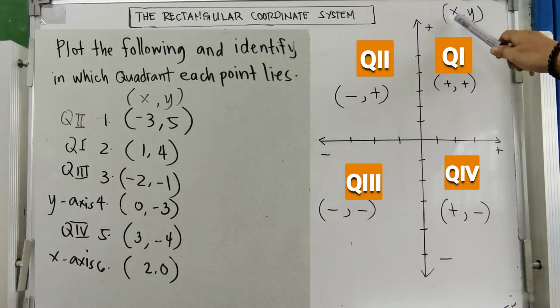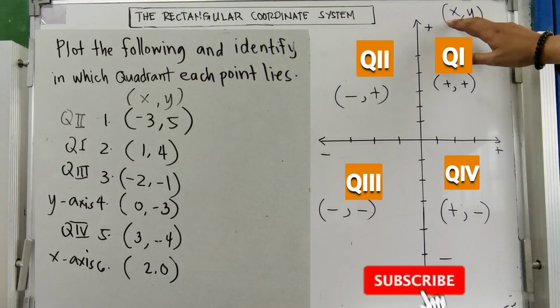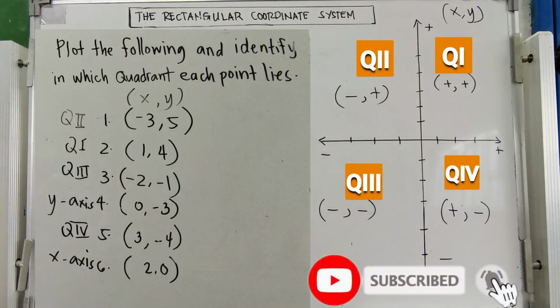Take note that in plotting points, lagi natin tandaan na ang ordered pair ay nakaayos based sa pattern na to, (x, y). So, ang first coordinate lagi natin ay x and the second coordinate is y.